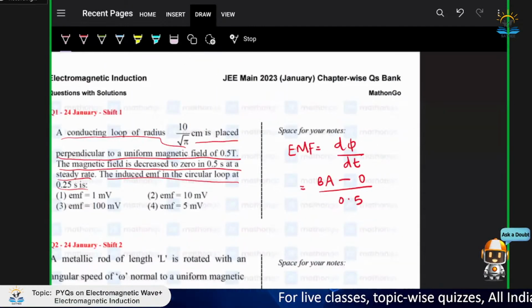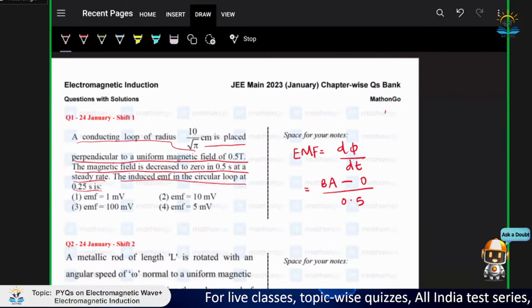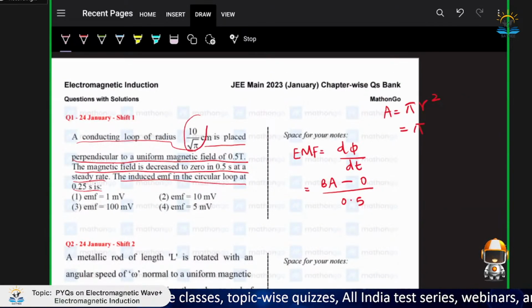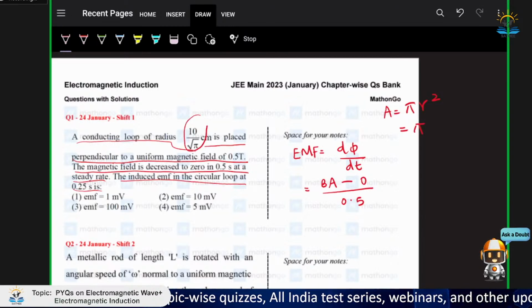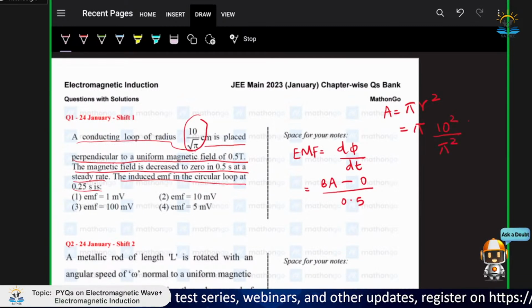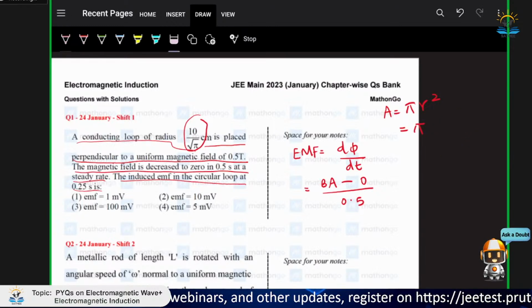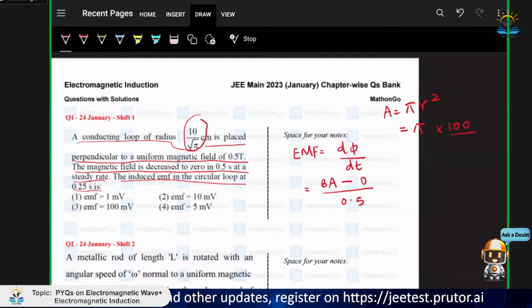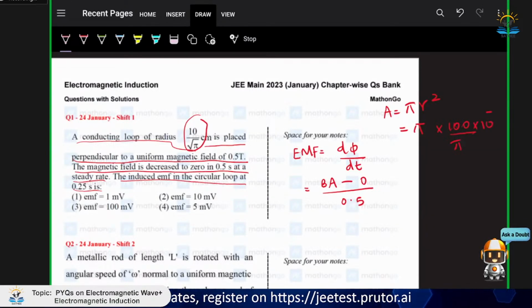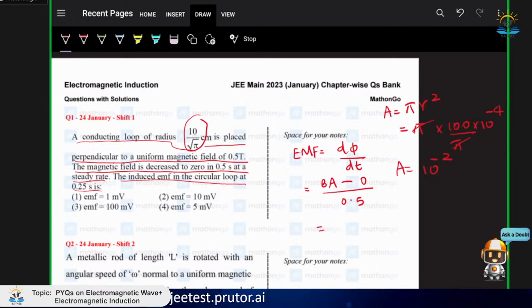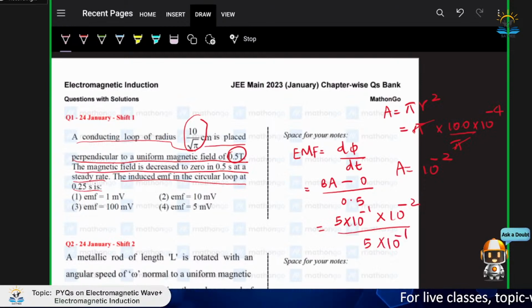For BA, the area is pi into r square. The radius is given as 10 by root pi, in centimeter. Let me write again: radius is 10 by root pi. If we take its square, we get 100 divided by pi into 10 raised to minus 4. So pi we can cut, and the area is 10 raised to minus 2. The magnetic field is 0.5 Tesla. So 5 into 10 raised to minus 1 into 10 raised to minus 2 divided by 5 into 10 raised to minus 1. We can cut this, so our induced EMF is 10 raised to minus 2 volt.